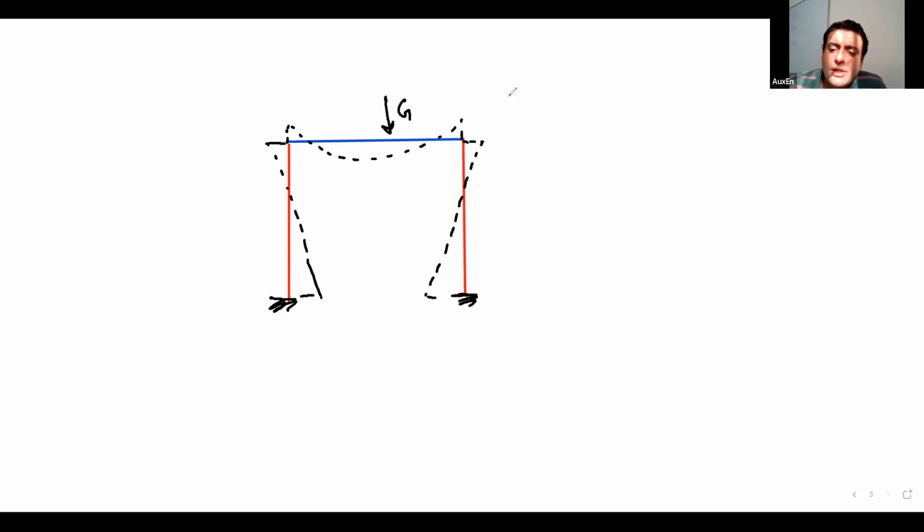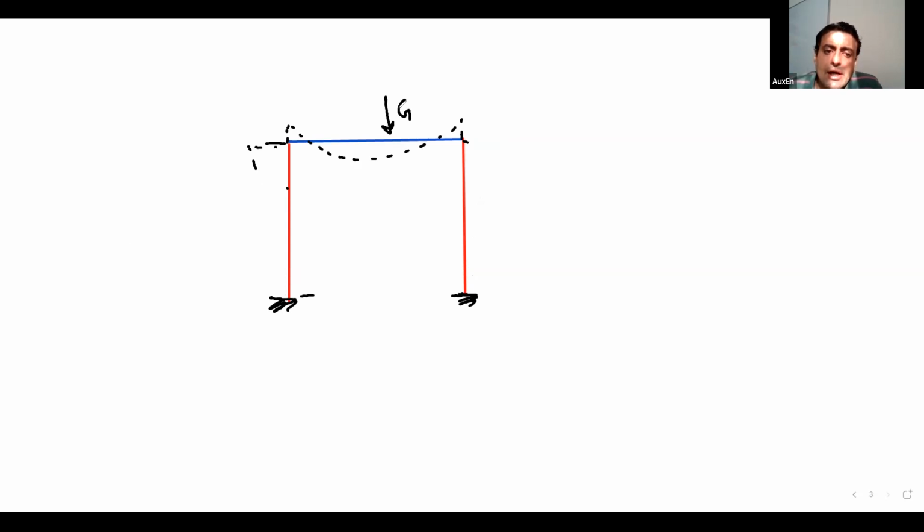If this was a pin joint, then what would have happened? If there was a pin joint at the base, in case of pin joint, you would have got a bending moment like this. We all know. So you would have got a bending moment like this. Zero bending moment at the base. Something like this, isn't it? In case of pin supports at the base.